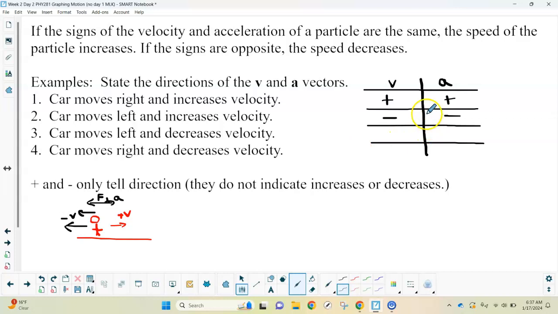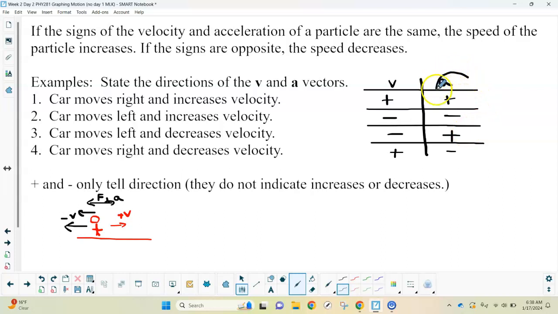Then some other cases. Those were the speeding up ones. Decreasing velocity: if I'm moving to the left, I have a negative velocity because directed to the left is negative. If you wanted me to slow down, you'd push me the opposite way, so that would be a positive acceleration. And finally, if I was moving to the right, I have a positive velocity, and if you wanted me to slow down, I'd need a negative acceleration.